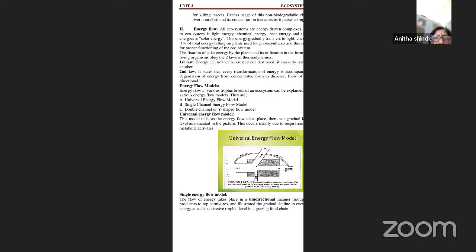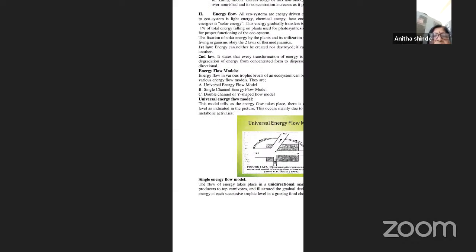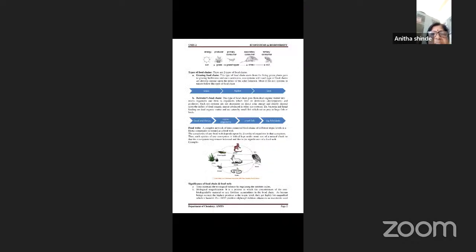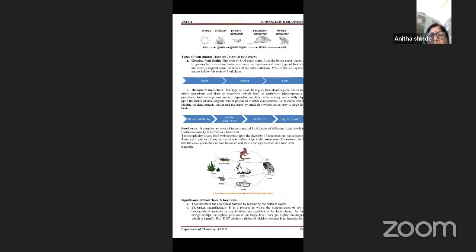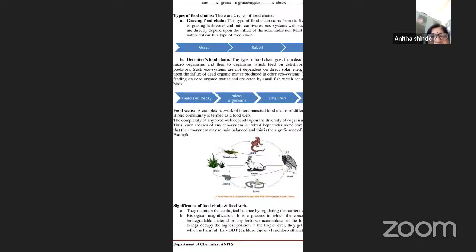So here we can say that the food chain and food web maintain the ecological balance, no doubt, by regulating the nutrient cycle, but at the same time biological magnification is very, very harmful. We have to look into that matter and see that biological magnification should not be too much. If it is there, the organisms sitting at the highest trophic level will be more prone to get infected.